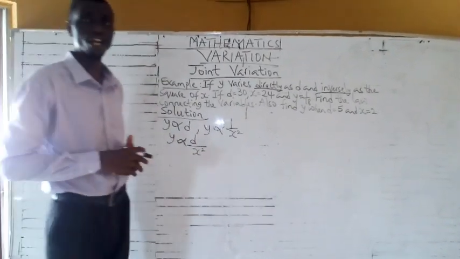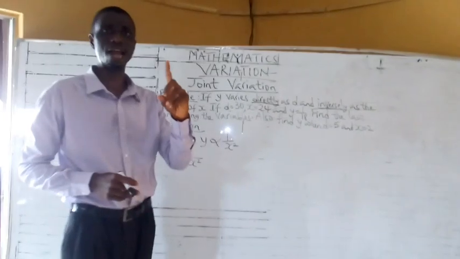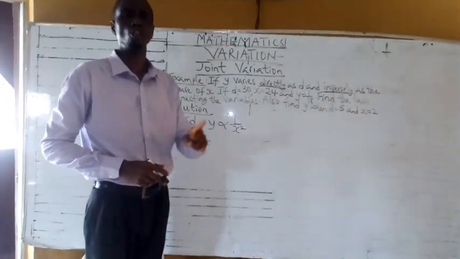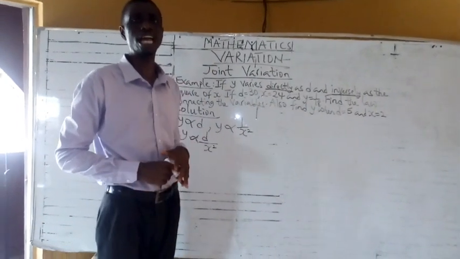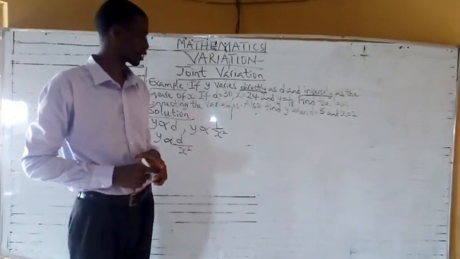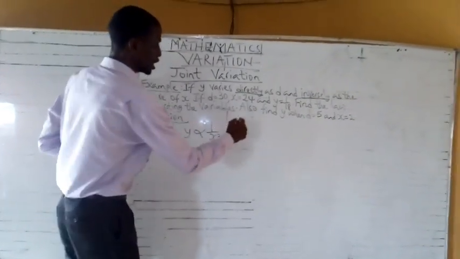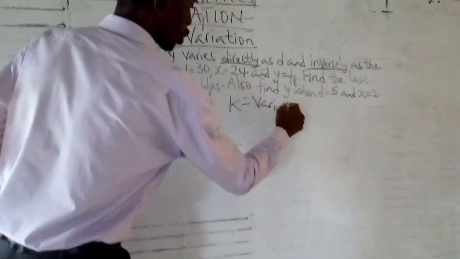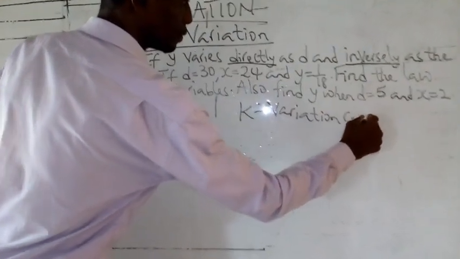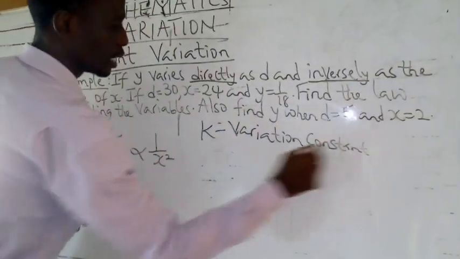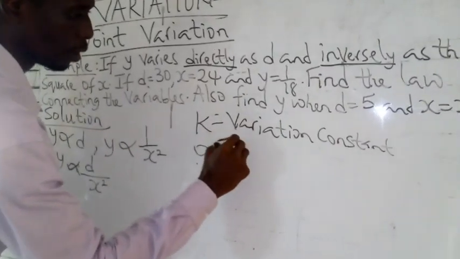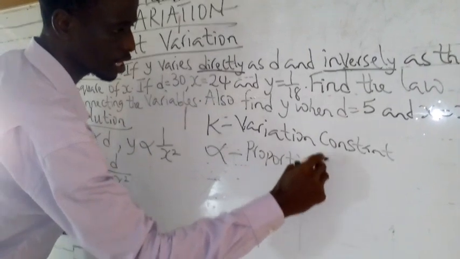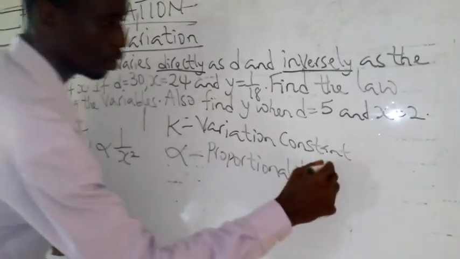I said in the first episode, anytime you want to solve any question under variation, you are to ensure you get your variation constant. And what is your variation constant? It is always k. And this is our sign of proportionality symbol.